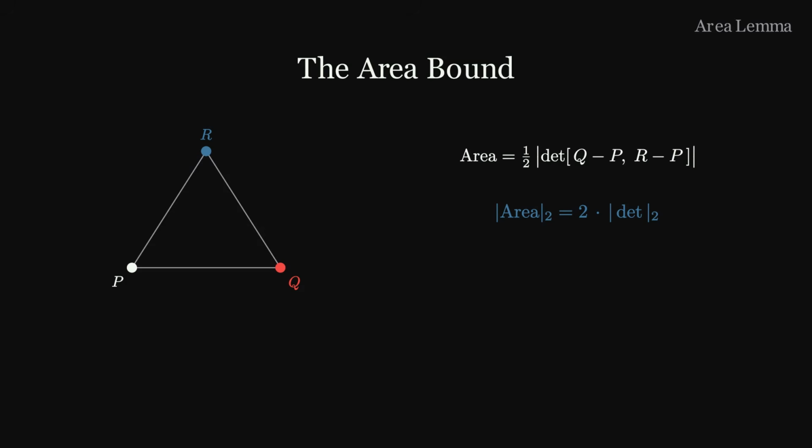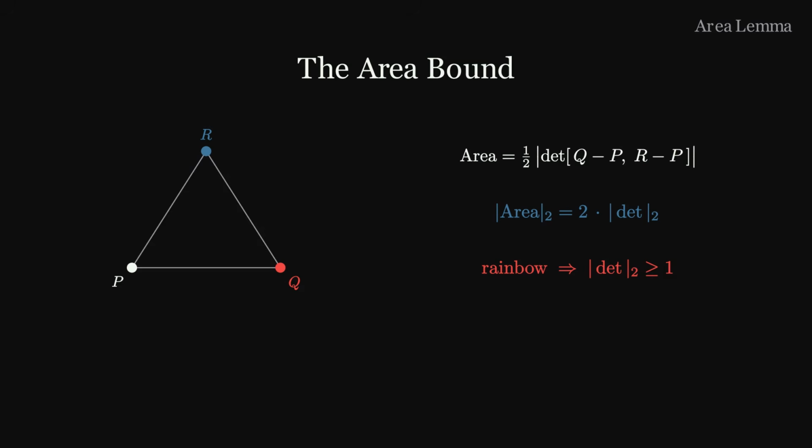The lemma we need is this. If the triangle is a rainbow, with vertices of all three colors, then the two-adic size of the determinant is at least 1. That forces the two-adic size of the triangle's area to be at least 2. Why does the determinant have size at least 1 for rainbow triangles? Because of the way the colors were defined.